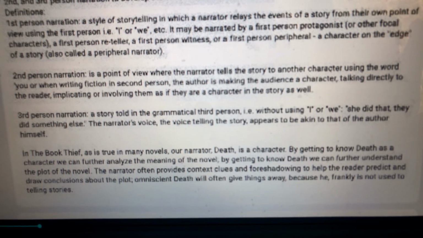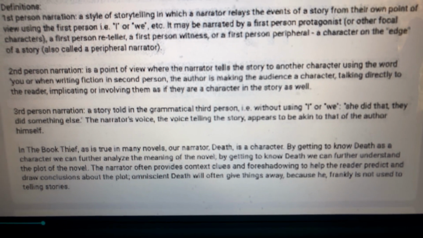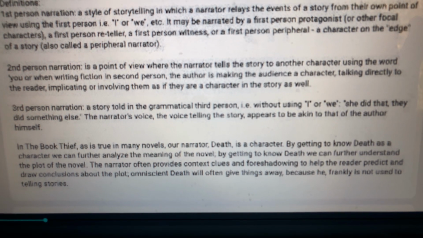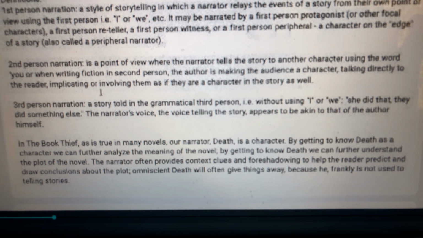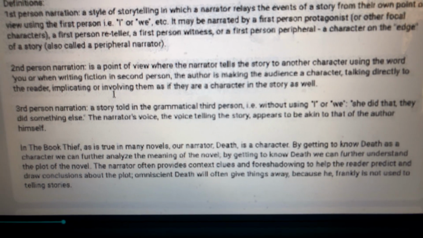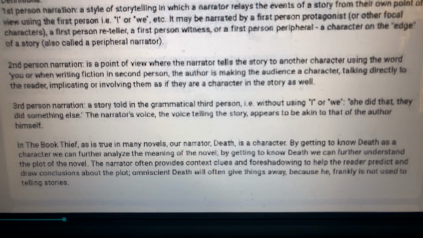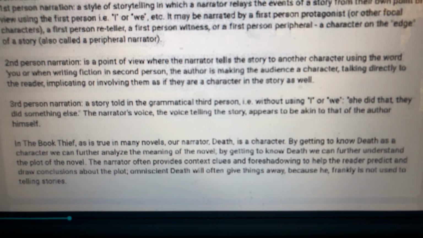Second-person narration is a point of view where the narrator tells the story to another character using the word you, or when writing fiction in second person, the author is making the audience a character, talking directly to the reader, implicating or involving them as if they are a character in the story as well.